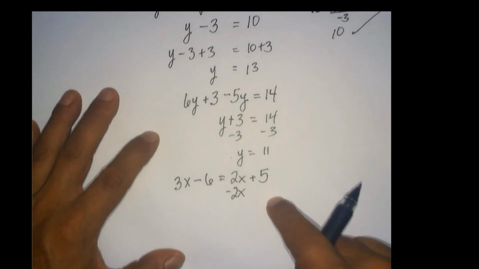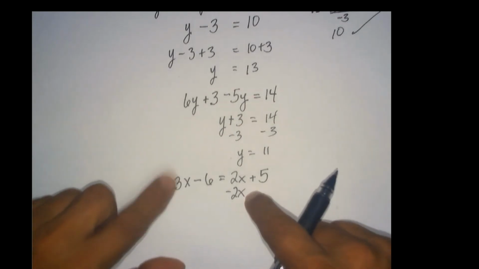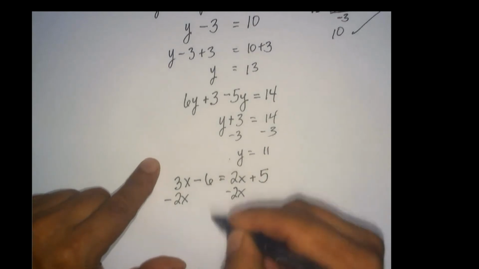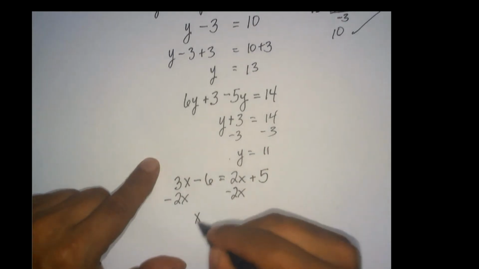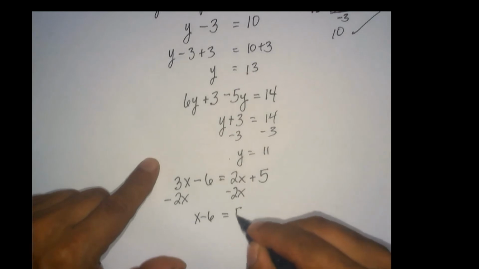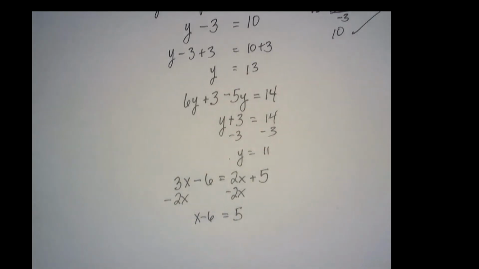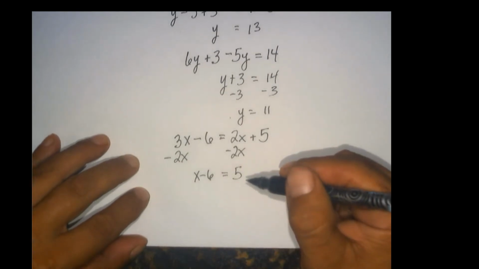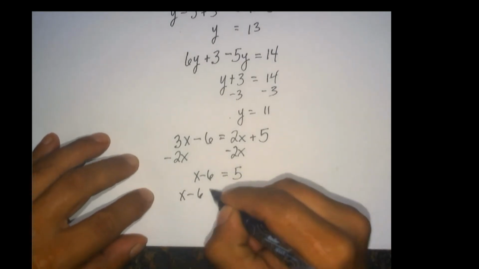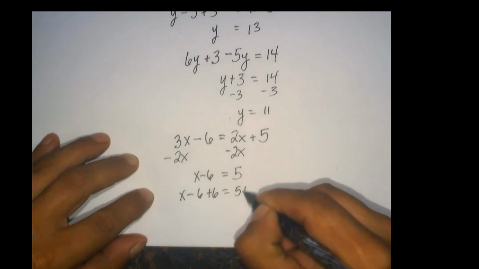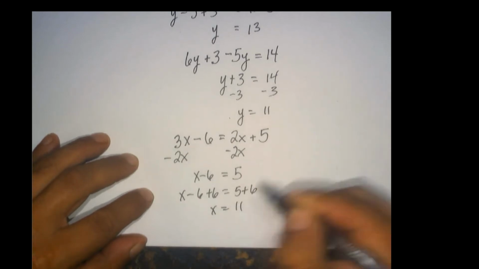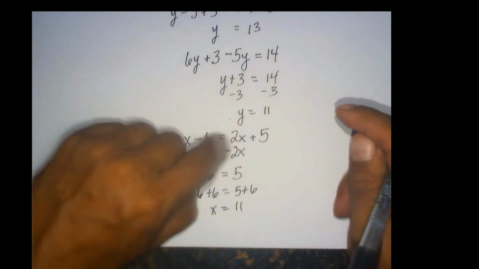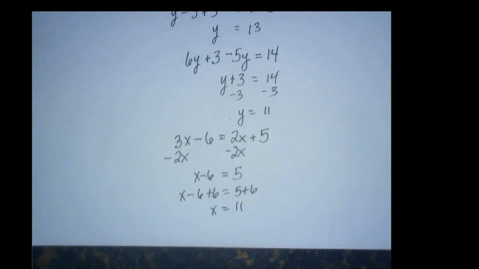But whatever I do to this side, what do I have to do to this side? The same thing, right? So what's left is x minus 6 is equal to 5, right? And now we can easily solve it by adding 6 to both sides. And x is equal to 11. So 33 minus 6 is 27, and 22 and 5 is 27. So that checks.